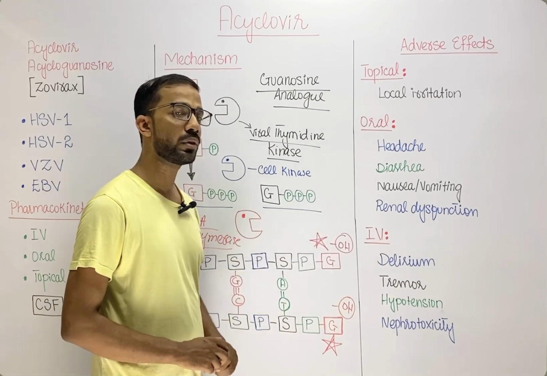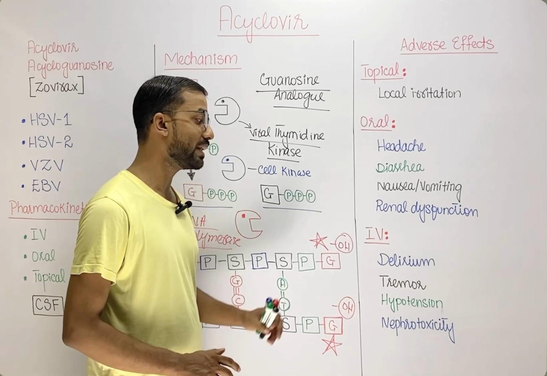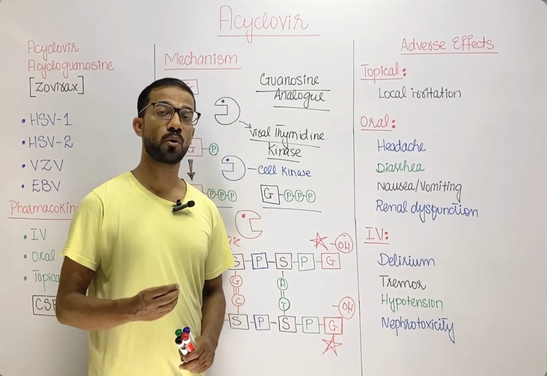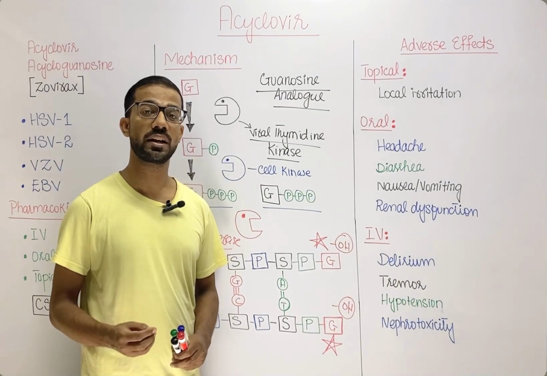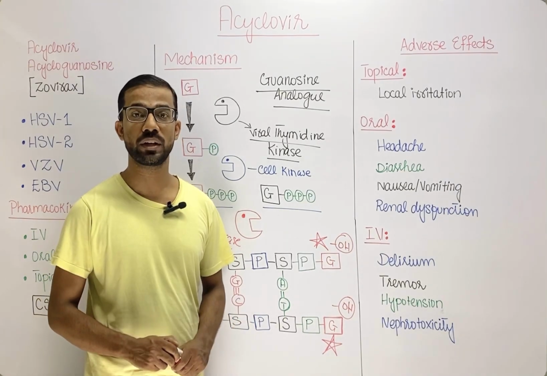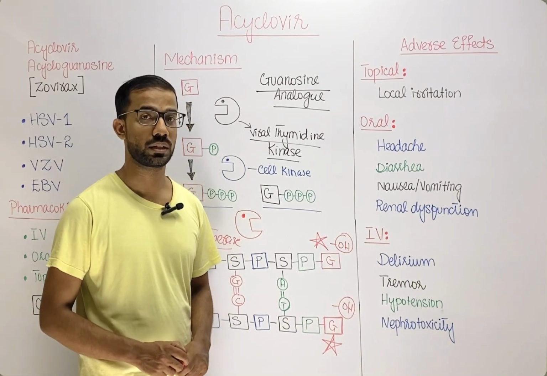Next, if the route is IV, then you can see delirium, tremor, hypotension, and nephrotoxicity. This mostly happens in dehydrated patients. When the patient is dehydrated, and if you inject the acyclovir in the bloodstream, then it can cause nephrotoxicity in that case.